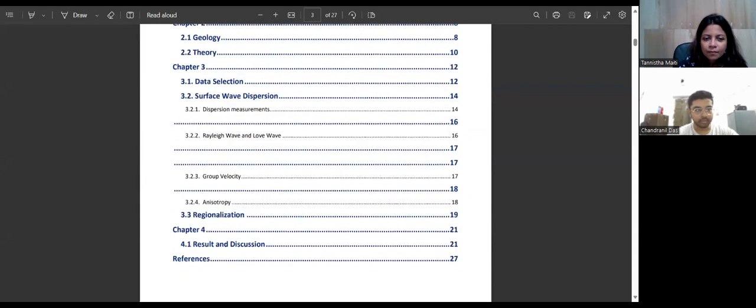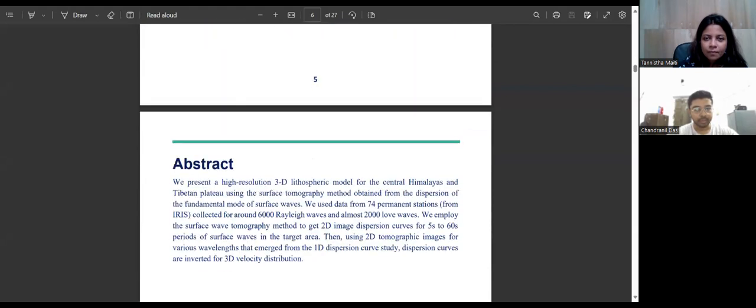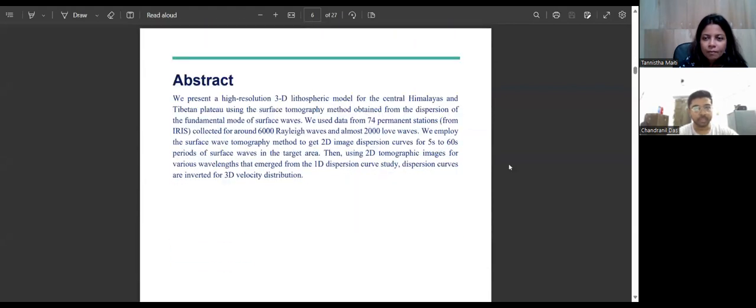I would like to come straight to the abstract. Here, we are presenting a high resolution 3D model, the area being the central Himalayas and Tibetan plateau, using the surface wave tomography method from the dispersion of the fundamental modes of surface waves.